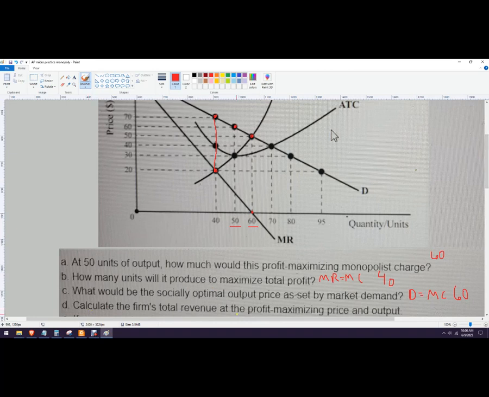Calculate the firm's total revenue at the profit maximizing price. Okay, so total revenue, we're just going to go price times quantity. So it's 70 times 40. And so that's 7 times 4, and then 2 zeros. So it's 2,800.